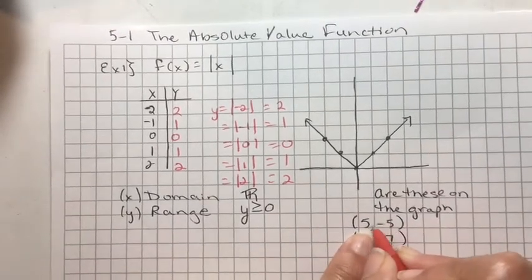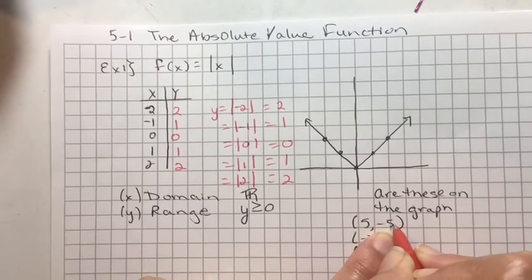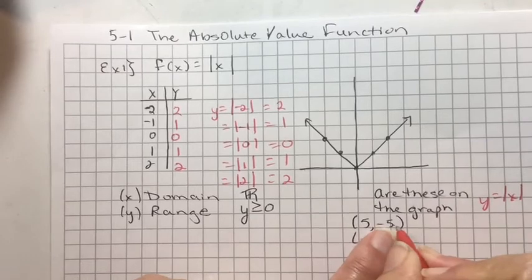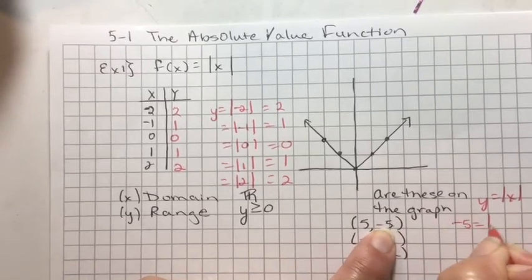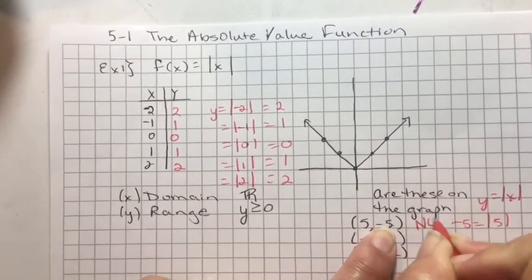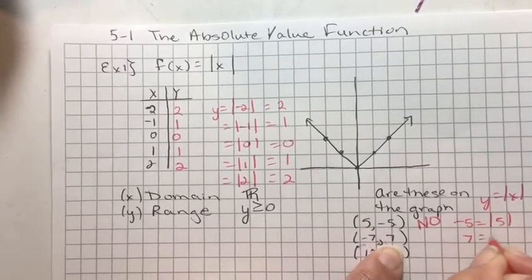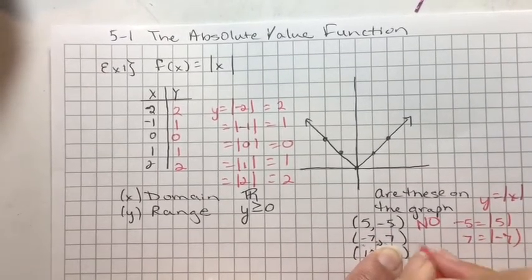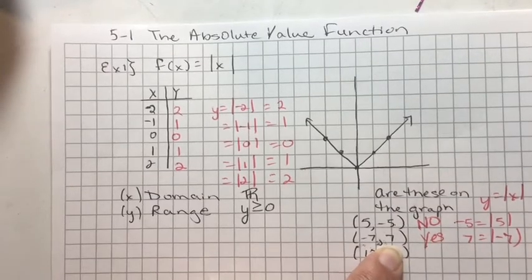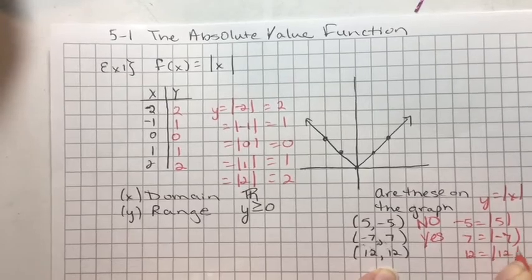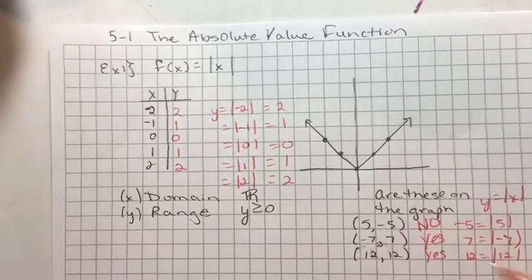So remember, this is x and this is y. So the function, remember, was y equals the absolute value of x. So this is saying that -5 is the absolute value of 5, and no way, that's not true. This one, the y is 7, it's saying that's the absolute value of -7, and yes, that's true. This one is saying that 12 is the absolute value of 12, and yes, that is true.